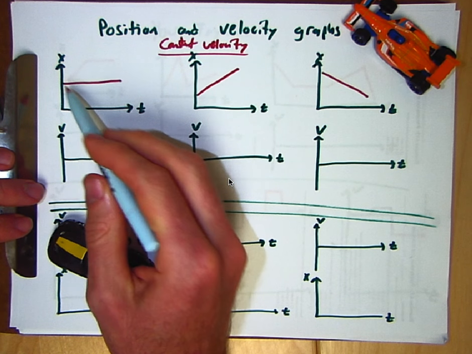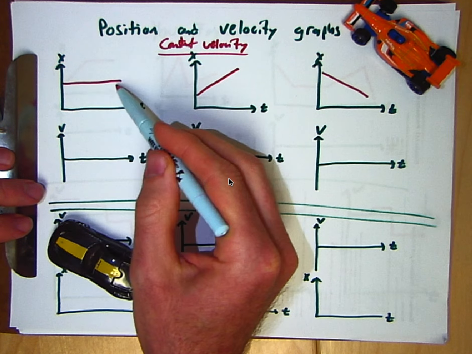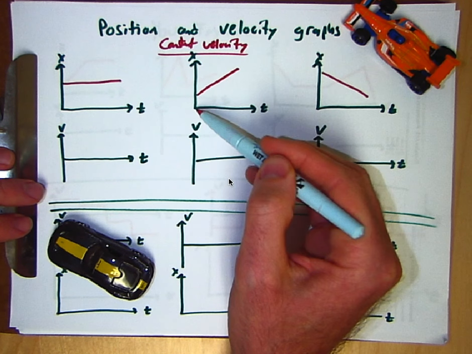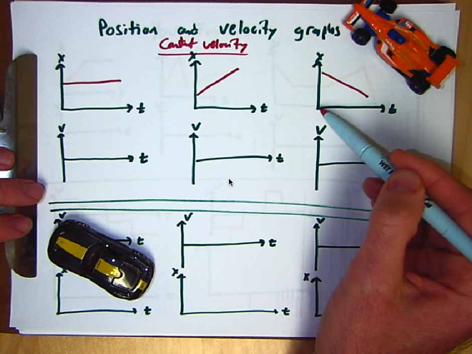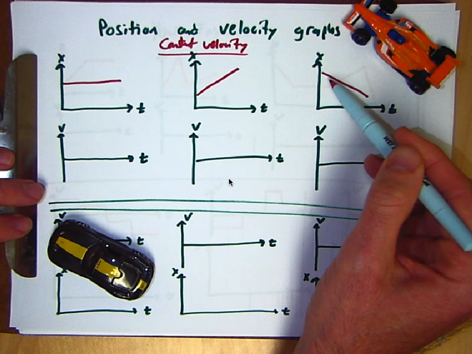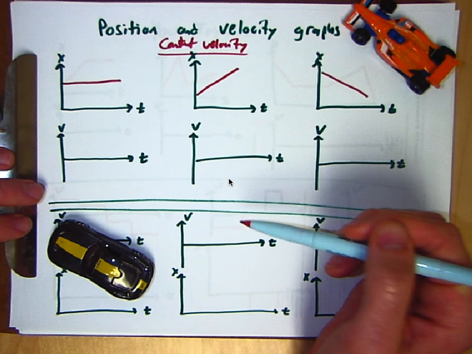This one means that as time is going on, your position is not changing. This one means that as time is going on, your position is getting more and more positive or further away from your origin. And this means as time is going on, you're getting closer and closer to your origin, or your position is getting closer to the origin.